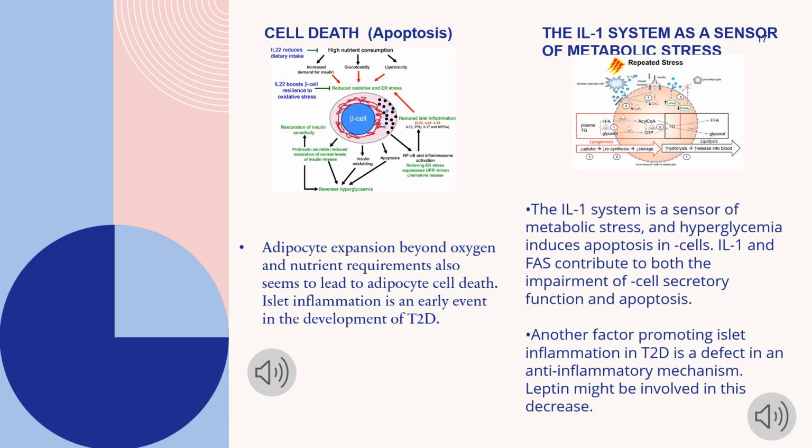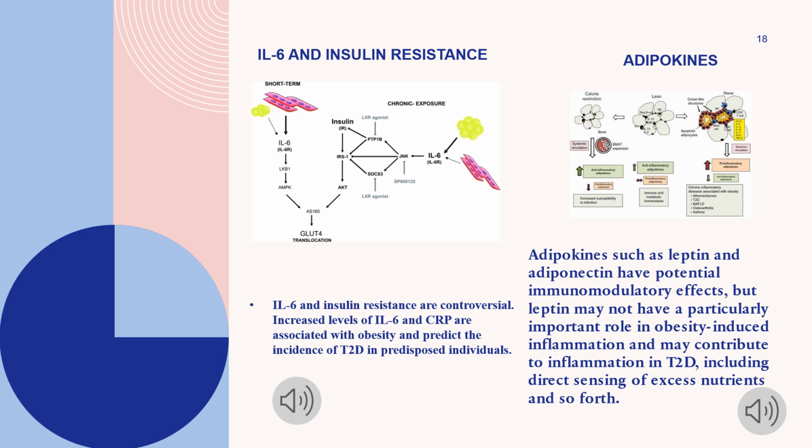Islet inflammation is an early event in the development of type 2 diabetes. The IL-1 system is a sensor of metabolic stress, and hyperglycemia induces apoptosis in beta cells. IL-1 and FAS contribute to both the impairment of beta cell secretory function and apoptosis. Another factor promoting islet inflammation in type 2 diabetes is a defect in an anti-inflammatory mechanism.